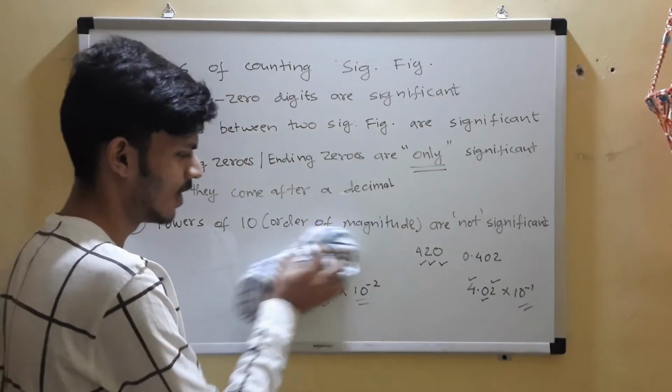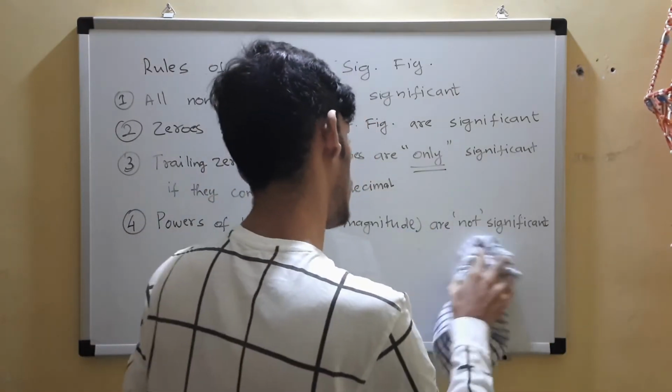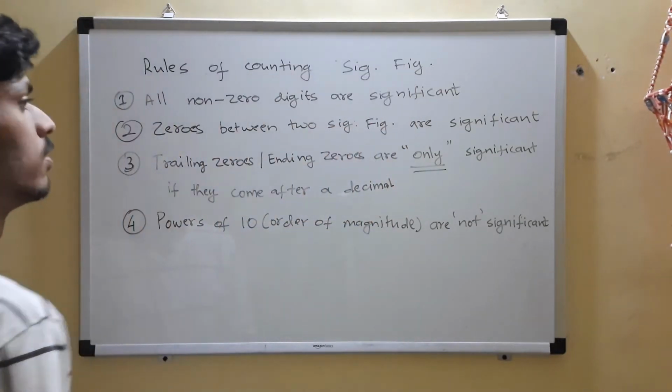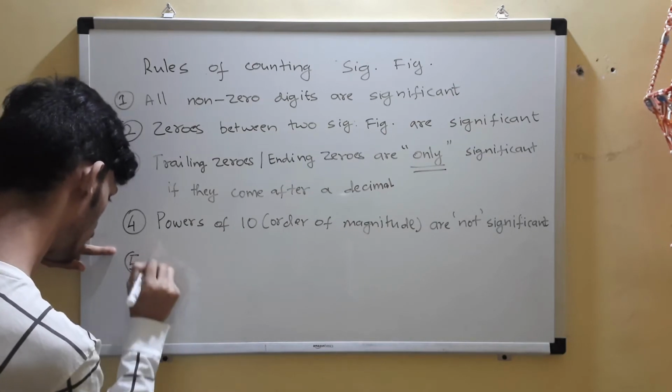This is a very simple topic, but students tend to forget it. So I am reminding you again and again to sit with a copy and a pen. Okay, so let's go for rule number 5.